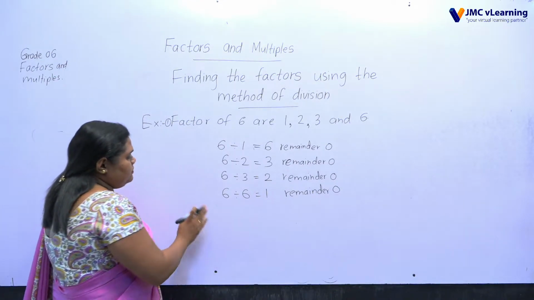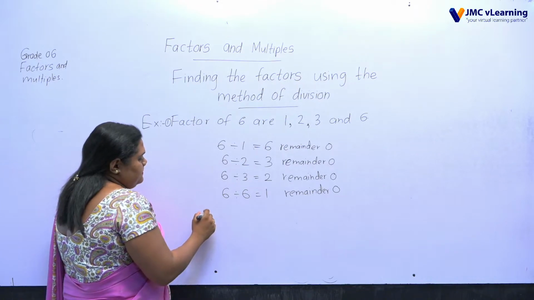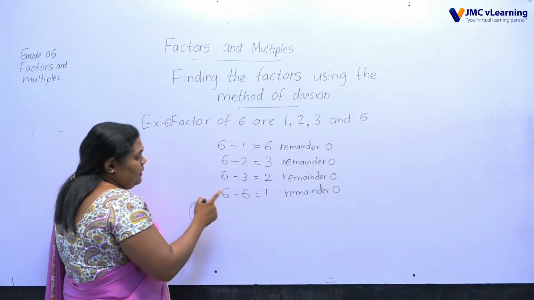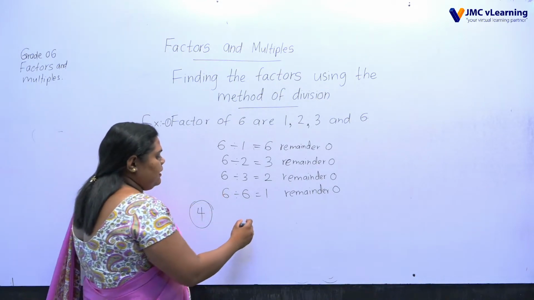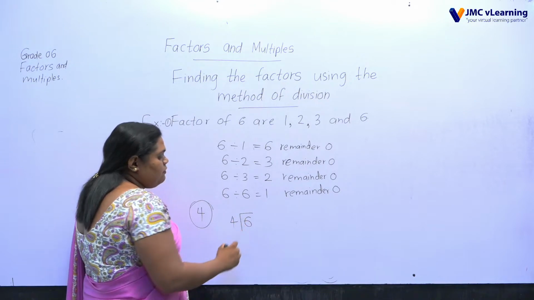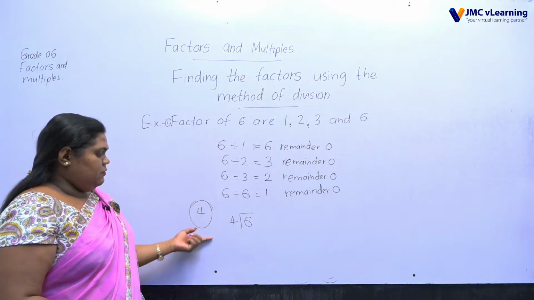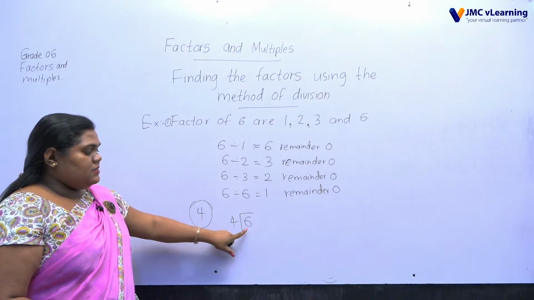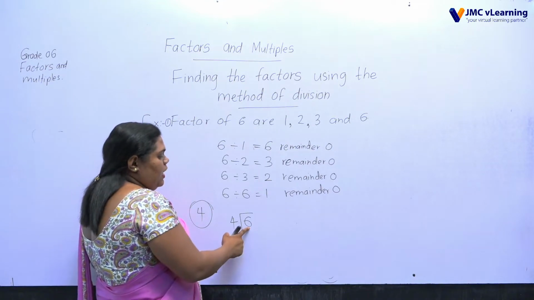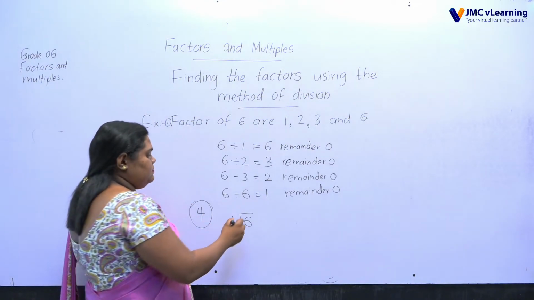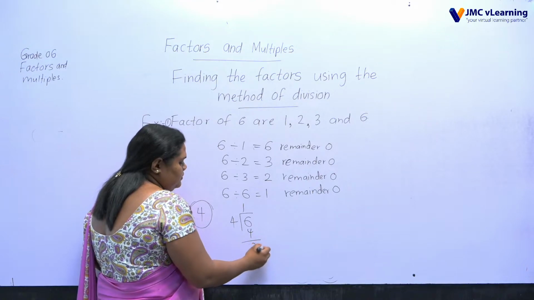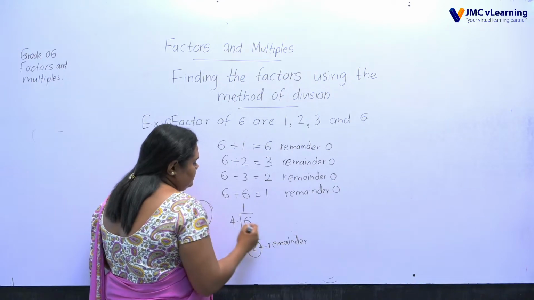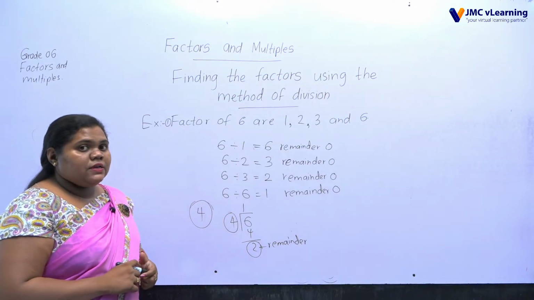Now if we take 4, we want to check whether 4 is a factor of 6 or not. So we can divide this 6 by 4. We need to find whether this 4 is a factor of 6 or not. How many 4's in 6? 1. 1 times 4, 4. Then 2 is remaining. So what is the remainder? 2. So we can say this 4 is not a factor of 6.